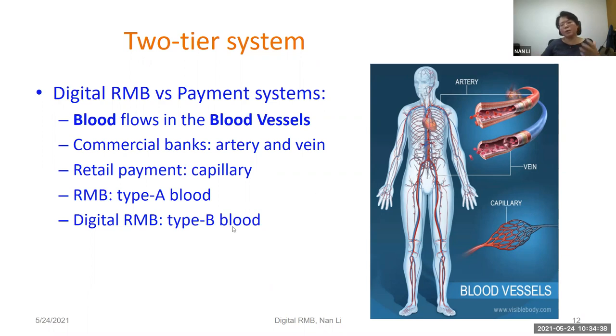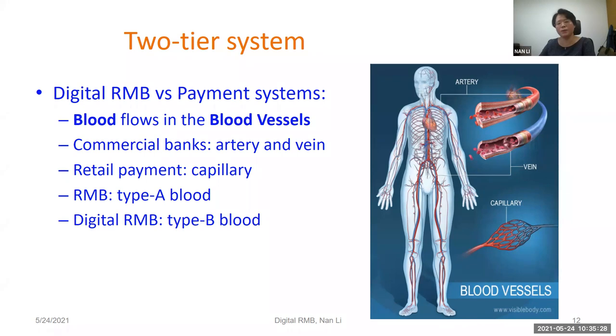Well, the retail payment or third-party payment system is just the capillary of this blood vessel system. Whether it is RMB or digital RMB, they are just different types of blood that flows in this body. By understanding this, you will be able to understand that if we supply digital RMB in this economy, it will never be able to replace these blood vessels. How can blood replace the blood vessels?